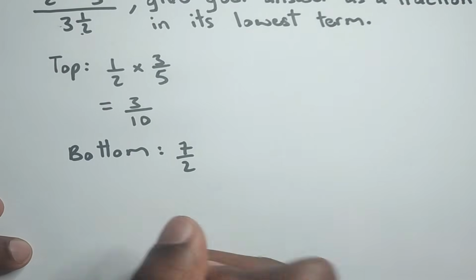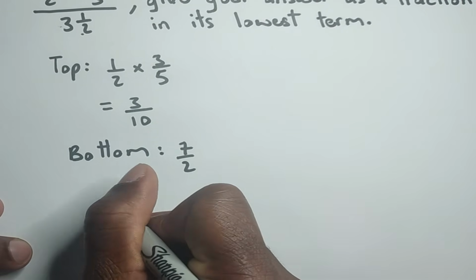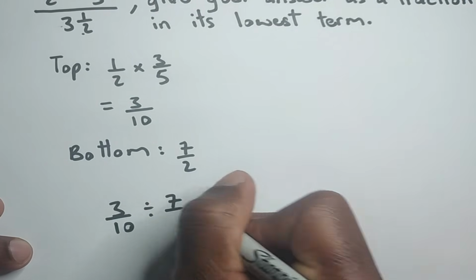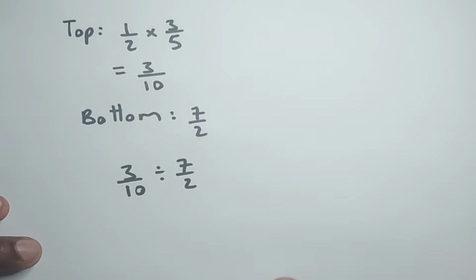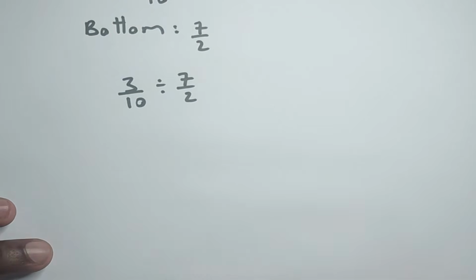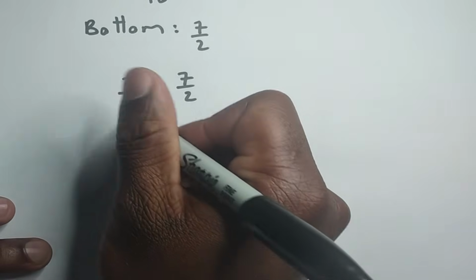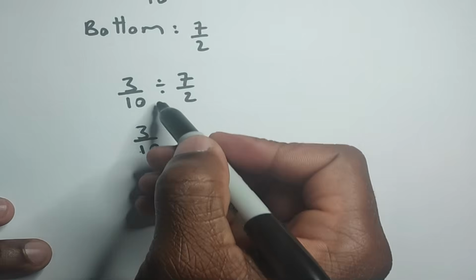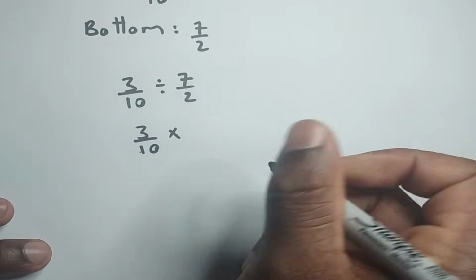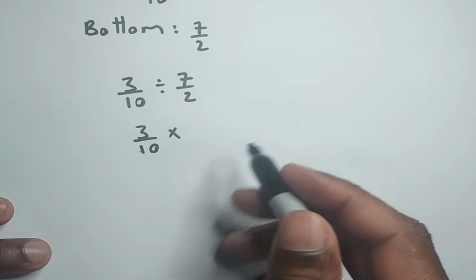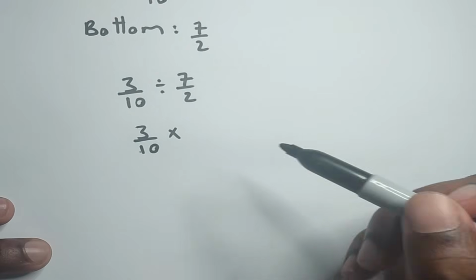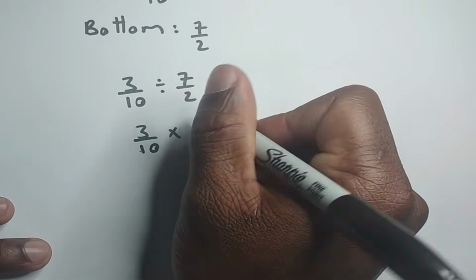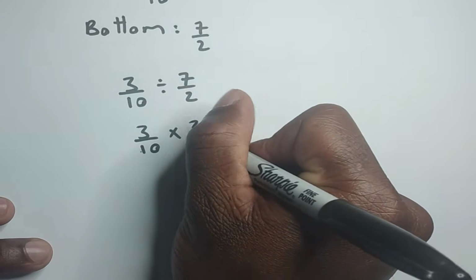And again, we'll divide the top by the bottom. So we have 3 over 10 divided by 7 over 2. When we're dividing fractions, we keep the first fraction, which is 3 over 10 in this case. We change the division sign to multiplication. And then we'll flip the second fraction, which we refer to as the reciprocal. Which simply means that we're going to flip this thing. So 7 over 2 will become 2 over 7.